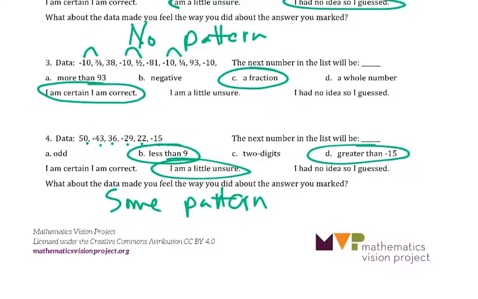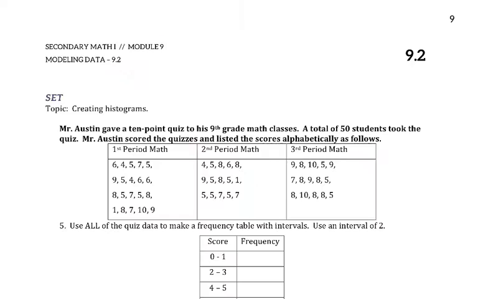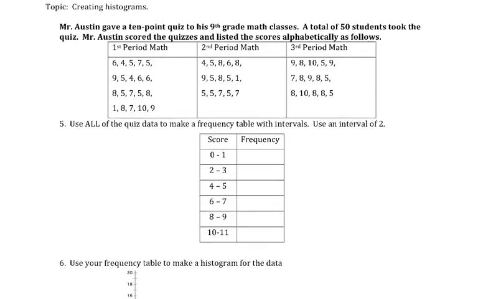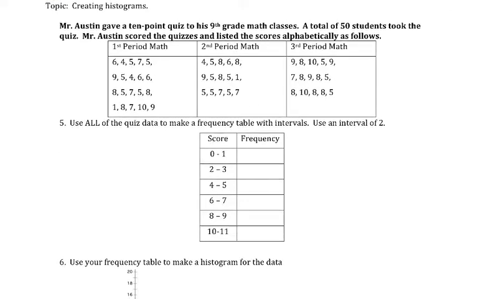Okay, so, alright, now, creating histograms. So they want us to use this, Mr. Austin's math classes. Okay, he's got some scores here. So first thing we need to do is make a frequency table with intervals. And they use these intervals for 2 different numbers. So from 0 to 1 I have 1, 2, just 2.